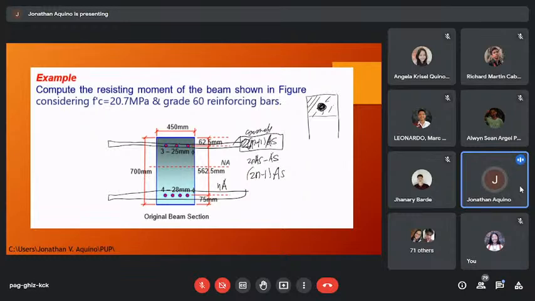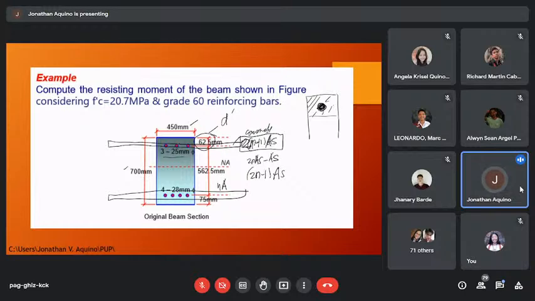Okay? A rectangular beam with dimension 450 by 700 millimeter height, with 4 28 millimeter diameter compression bars, and distance from the centroid to the bottom of the beam or socket of the beam is 75 millimeter, and the distance from the centroid of the compression steel using 3 25 millimeter diameter bars is 62.5. So this 62.5 stands for the D prime.